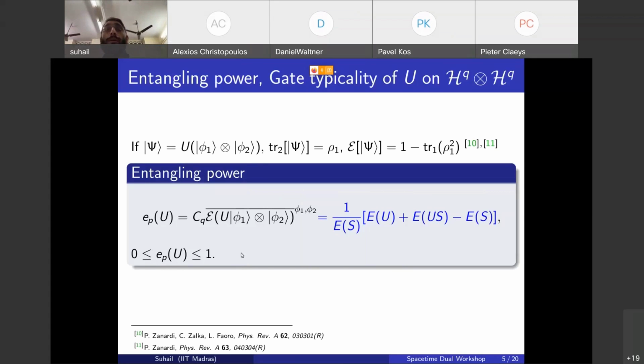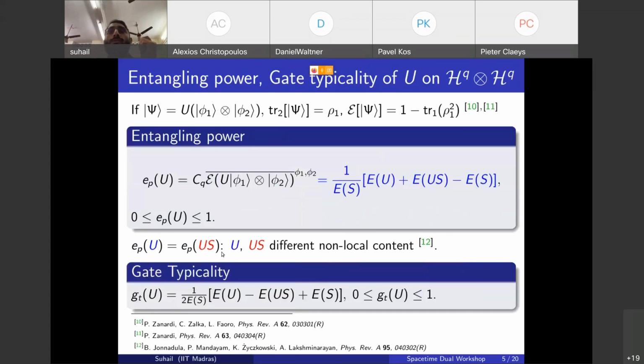Now, so far so good, but if I take, for example, identity and the swap gate, which we saw yesterday, and in this workshop, is a very non-local gate, both have entangling power equal to 1. So entangling power does not distinguish between the two gates U and US, which have very different non-local content. To avoid this problem, one more quantity was defined, called gate typicality in this work, which distinguishes the two operators U and US. It turns out this EP-GT projection is like a phase space, so to speak, for these operators.